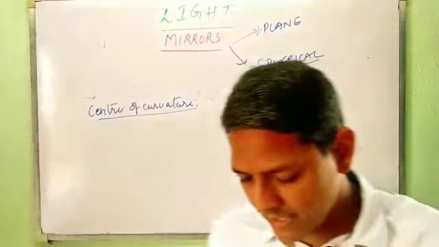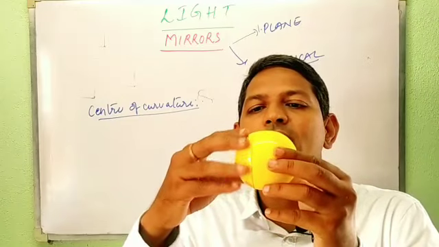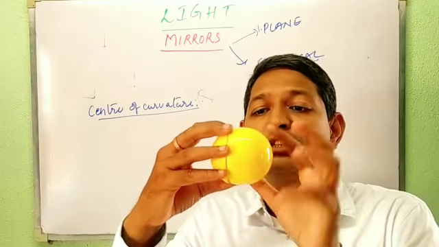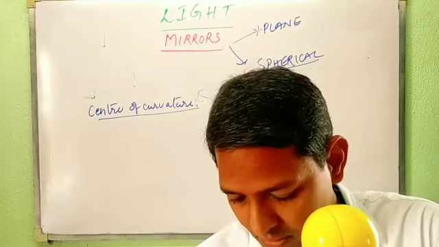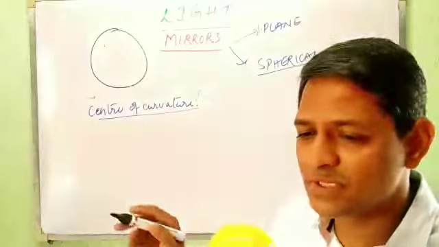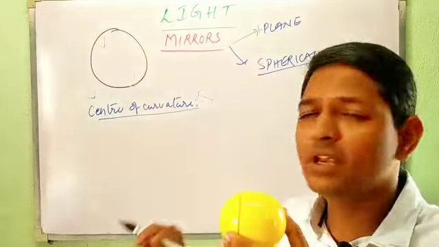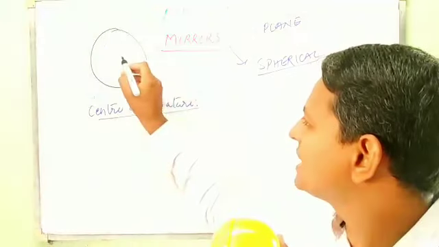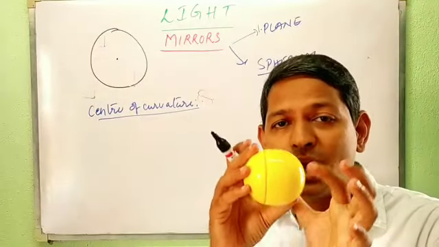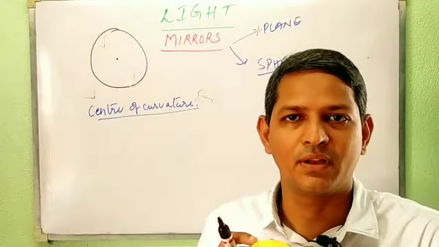See, now when you are seeing it, here you have a sphere from which this mirror is cut. This sphere has a center. If you show the sphere like this, because this is a three-dimensional object, you cannot show it. So if you are showing it as a circle, now this has a center. Now this sphere has a center inside. So that is called as center of curvature.